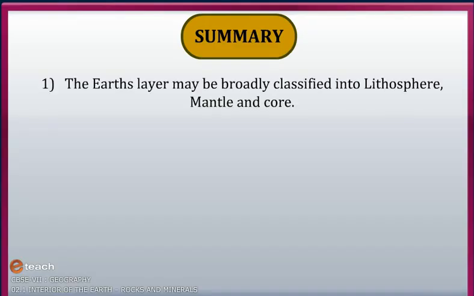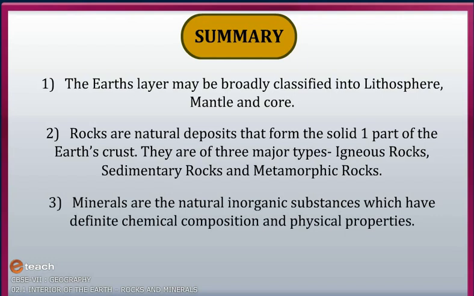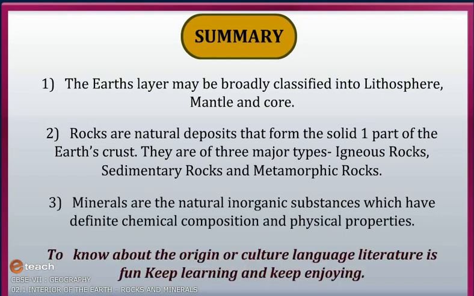Summary. The Earth's layers may be broadly classified into lithosphere, mantle, and core. Rocks are natural deposits that form the solid part of the Earth's crust. They are of three major types: igneous rocks, sedimentary rocks, and metamorphic rocks. Minerals are the natural inorganic substances which have definite chemical composition and physical properties.